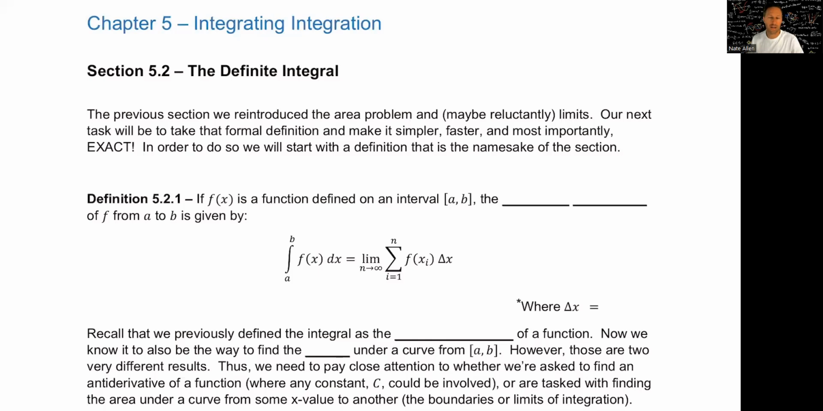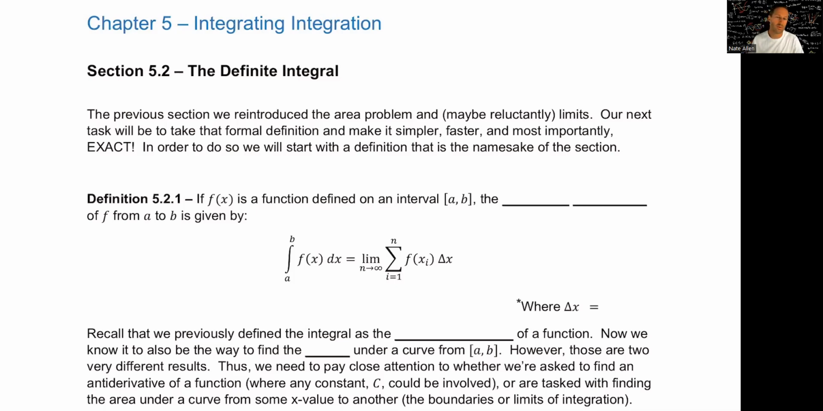Hi, it's the definite integral in 5.2. There's not much to this one, but it is a lifesaver because what we just went over in 5.1, finding left, right, however many rectangles, finding those heights, is a lot of work.